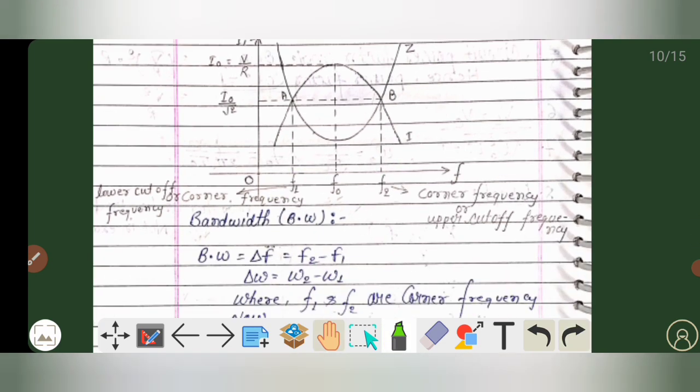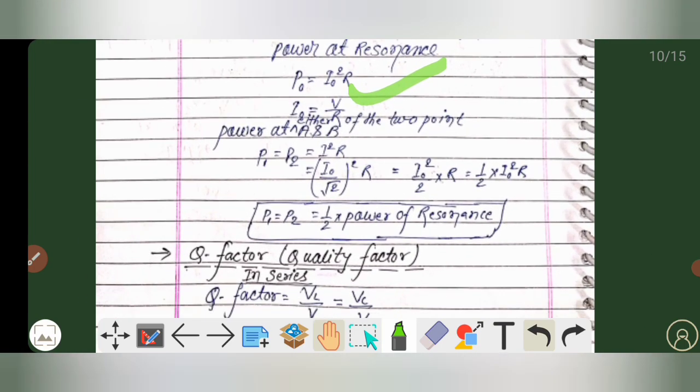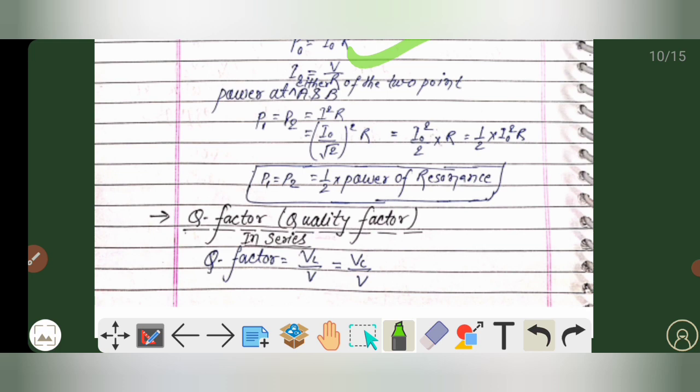So, my dear friends, as you can see here, this is the calculation of power at point A and B. Now we will discuss the next concept, that is quality factor. Quality factor is equal to VL by V, meaning voltage across inductor by V, or voltage across capacitor by V.